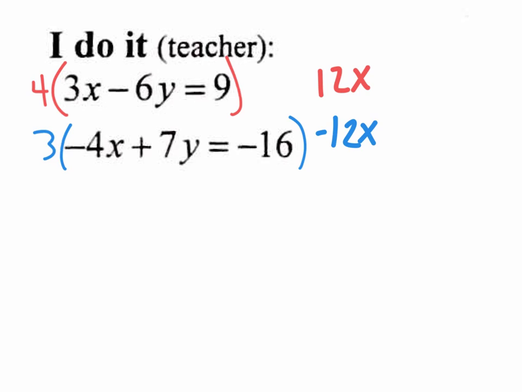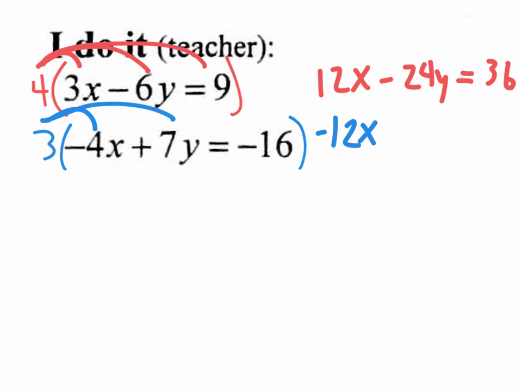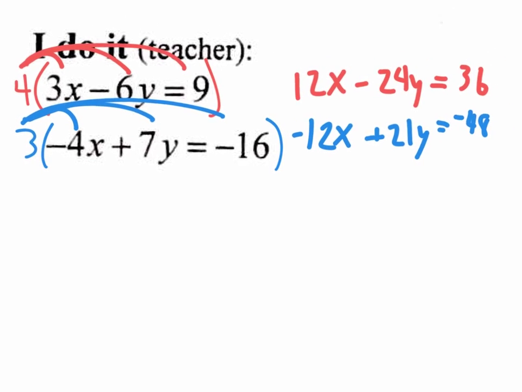But of course, I need to write the whole equation. So I need to go 4 times 3, that was 12x. 4 times negative 6, that's negative 24y. And 4 times 9 at the very end, that is 36. Everybody with me? Let's go for the blue one now. So I got 3 times negative 4, what's that? It's negative 12x. 3 times positive 7y, that's positive 21y. And 3 times negative 16, that's negative 48. Agree?